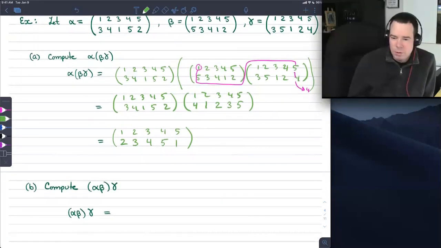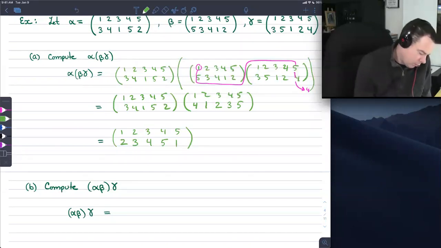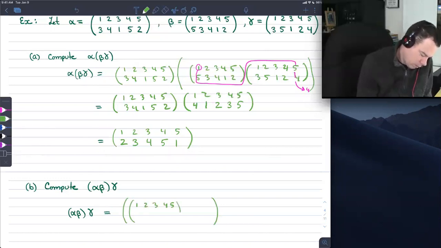Now what I'm going to do is the same product of three, but I'm going to switch the grouping brackets. So instead of doing the beta gamma one first, I'm going to do the alpha beta product first. So let's just jot down what this product is. So that's that one, and then 1, 2, 3, 4, 5. And so that's 3, 4, 1, 5, 2, and 5, 3, 4, 1, 2. And then the gamma is 1, 2, 3, 4, 5, 3, 5, 1, 2, 4.